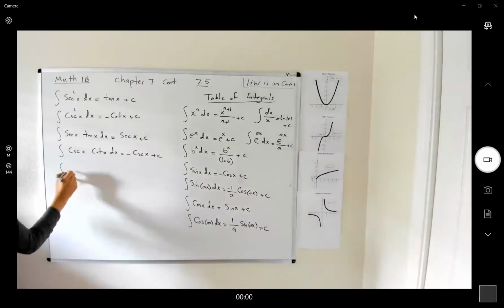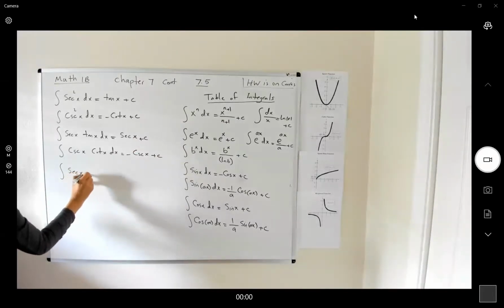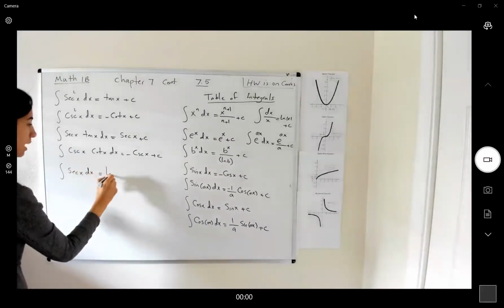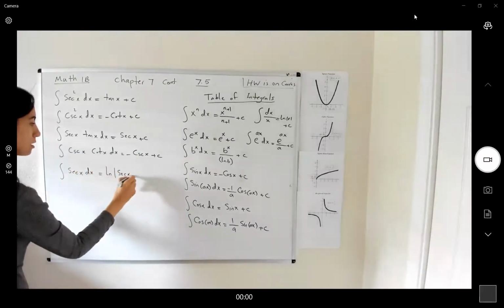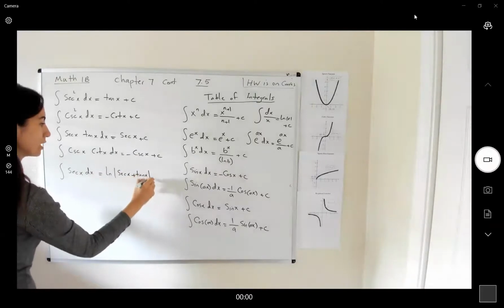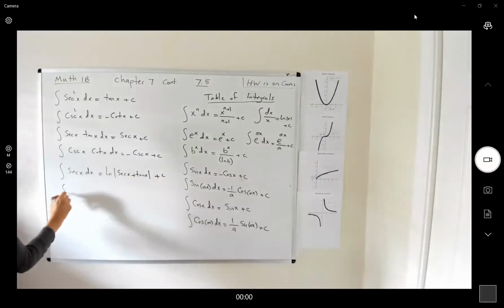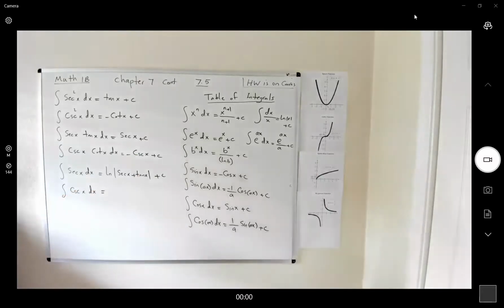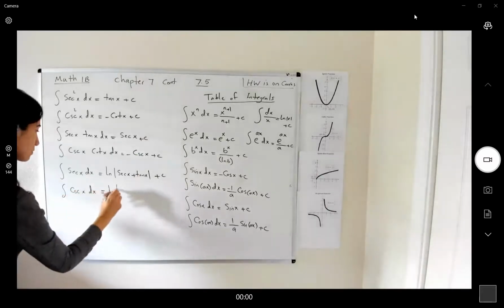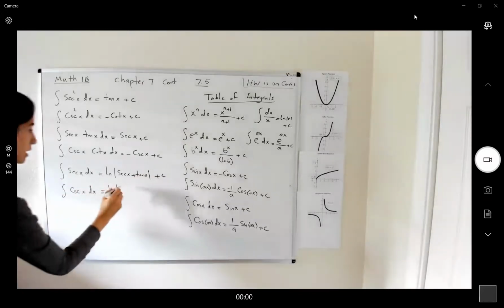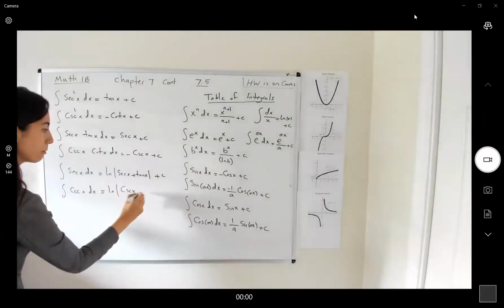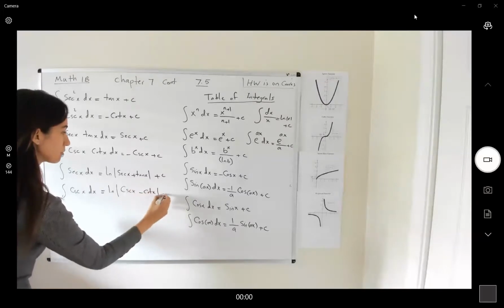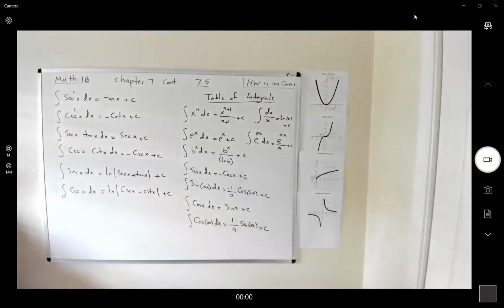The integral of secant itself, secant x dx, is going to be ln of the absolute value of secant plus tangent x plus c, and the integral of cosecant x dx is going to be ln of the absolute value of cosecant x minus cotangent x plus constant of integration.